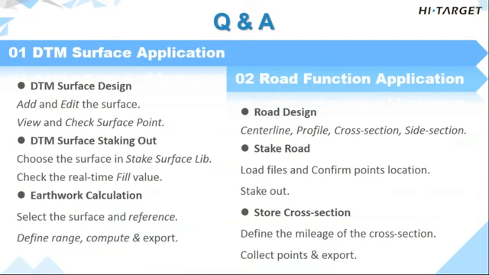So that's all about the DTM and road survey functions in Hi-Survey Road 1.4.1. In conclusion, it supports DTM surface design, staking out, and earthwork calculation. For the road functions, it supports road design, staking out, and store cross-section. And the users can use different methods for their applications. So, any questions about the above?